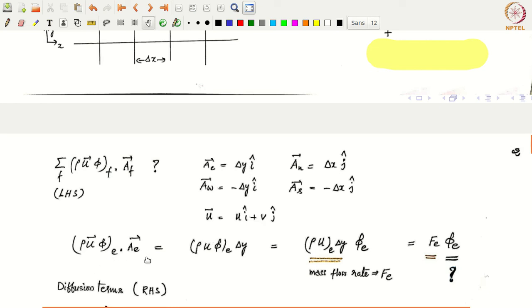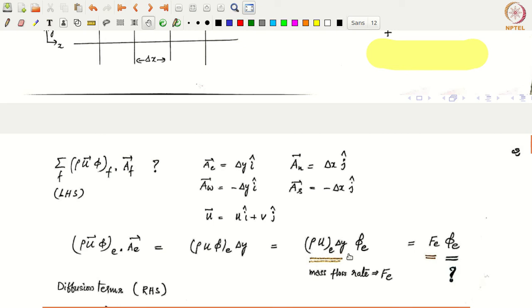So we can write this as rho u phi E, where U is the scalar component of U bar in the i direction, times delta y, right? Now you know that this has to be evaluated on the east face, right? Of course, I can rewrite this as rho u evaluated on the east face times delta y times phi sub E, right? So phi value on the face E, little e, right?